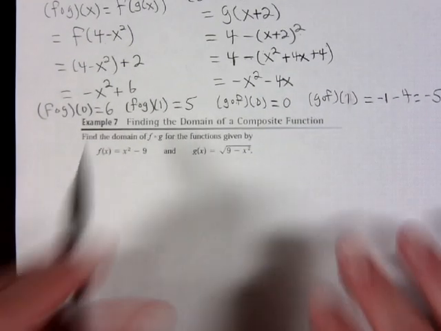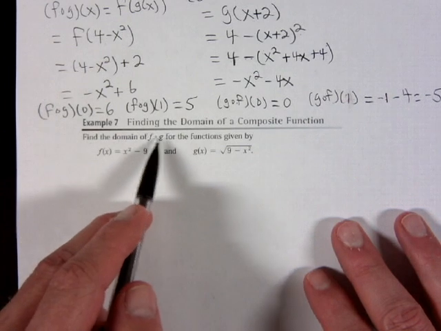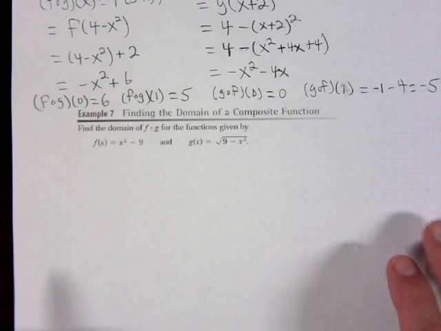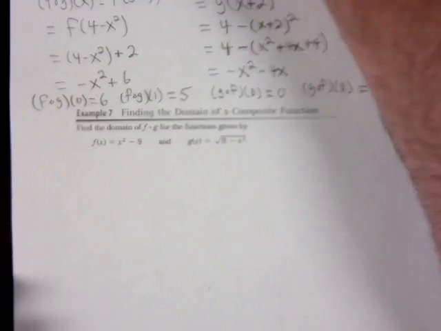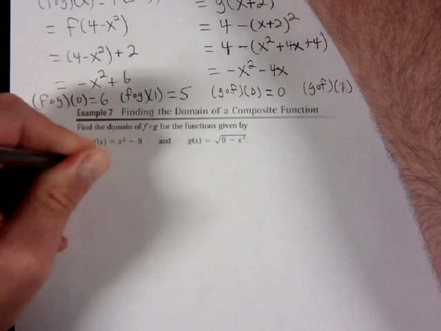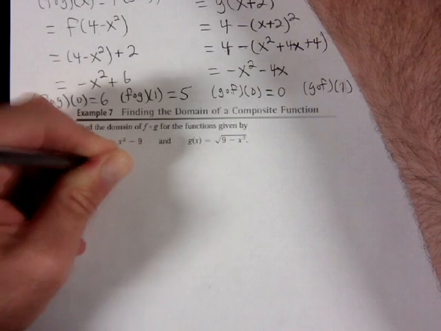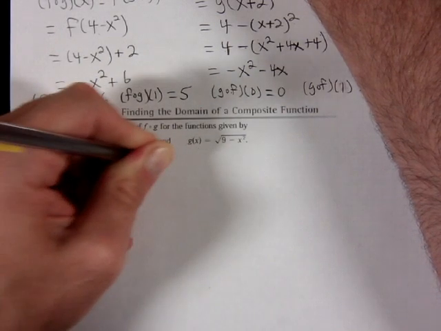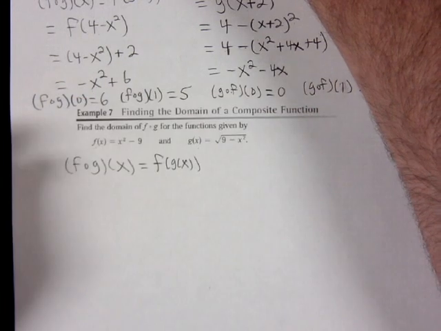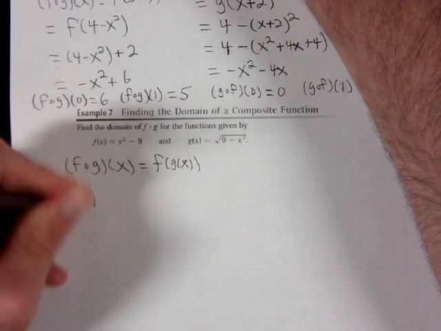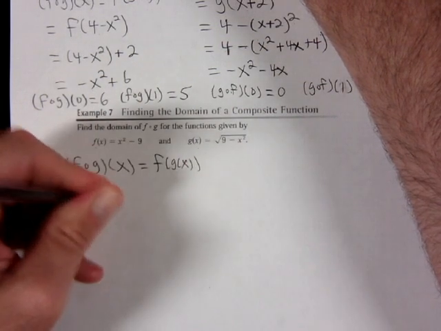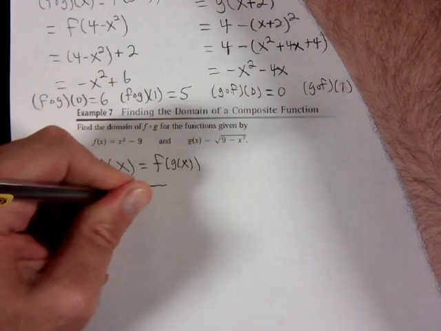And so on this one, they're asking me to find the domain of f of g for these functions. All right, so again, the first thing I want to do is see what the composition looks like. So I want to find f of g of x, which remember is the same as f of g of x. All right, so let's see what the composition looks like. It's going to be f of g of x. I'll take that and plug it in first, which is going to be the square root of 9 minus x squared.